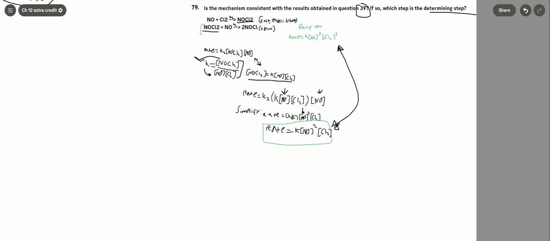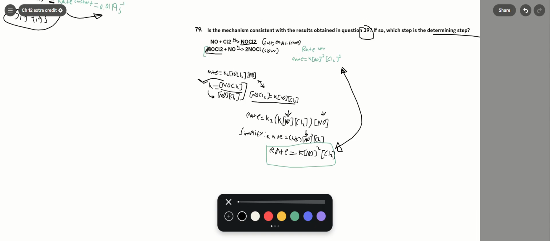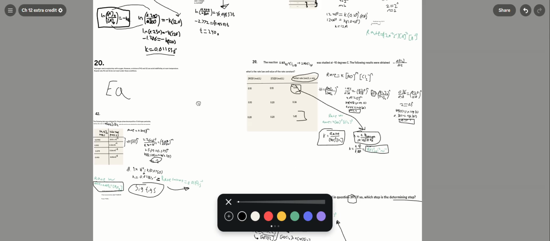So that means they do correspond, and we know that step 2 is the rate-determining step because we got the rate law from step 2 that matches question 39. But yeah, that's basically it. So thank you.